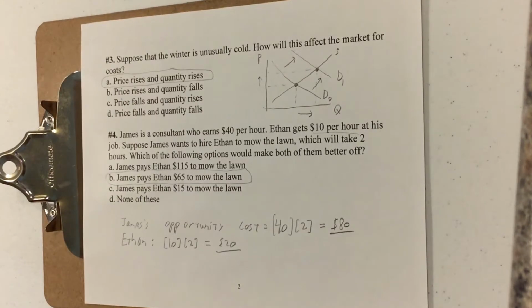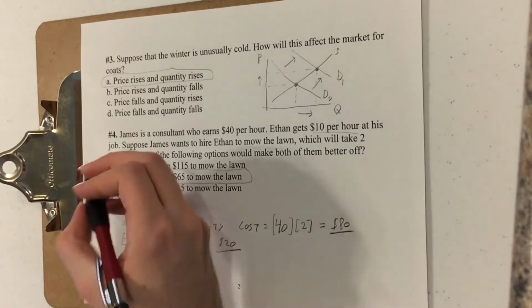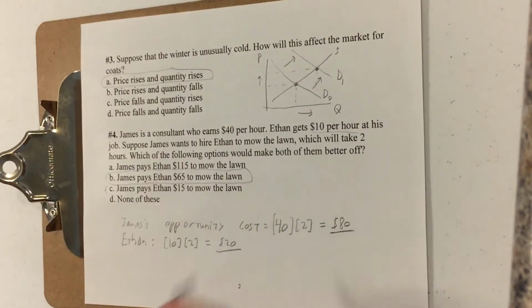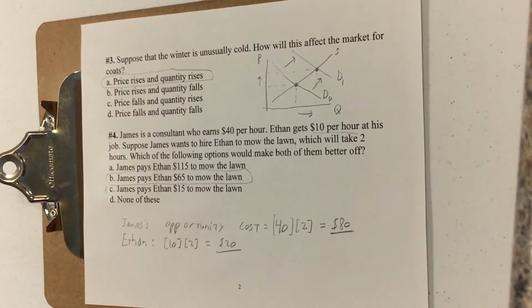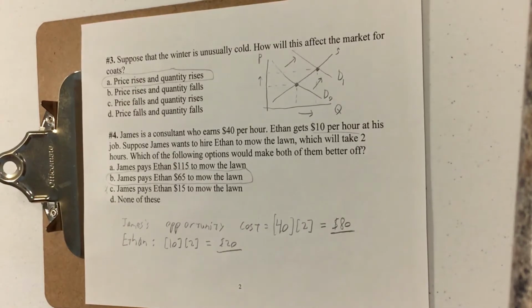Now his other options here don't work. So choice C, if James only pays Ethan $15, Ethan's going to say no. He'd say, I'd rather work for 2 hours and earn $20 than get paid just $15 for spending 2 hours on your lawn.